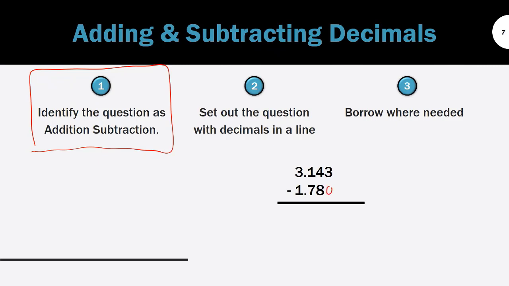I'm going to add in a 0 here, because it just makes it a little bit easier for me. So 3 take away 0 gives me 3. 4 take away 8 I cannot do, so I need to borrow here. 14 take away 8 leaves me with 6. 0 take 7, once again I cannot do that, so I need to borrow, and my 0 becomes a 10. So 10 take away 7 then gives me 3, and my decimal point comes down in that straight line, and 2 take away 1 gives me 1.